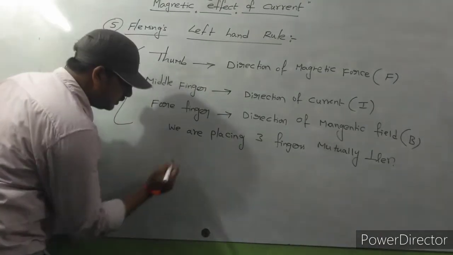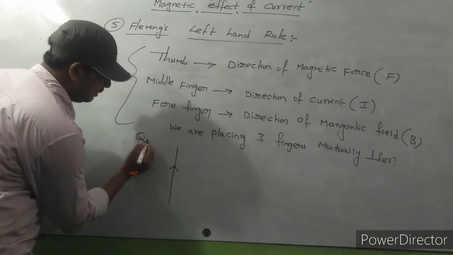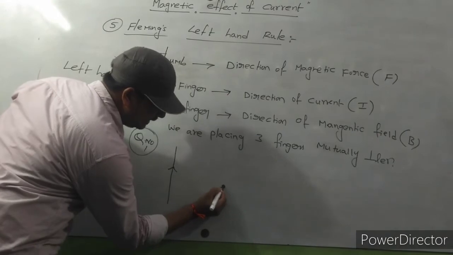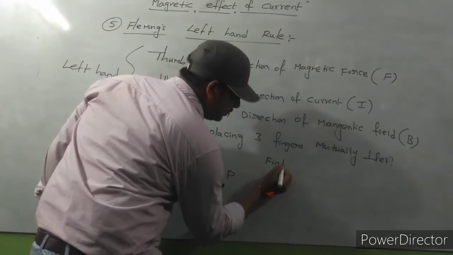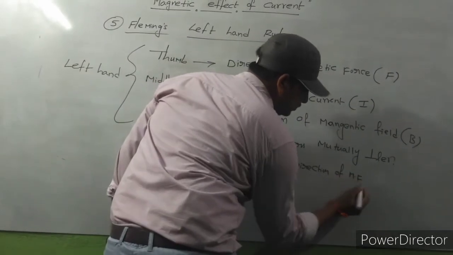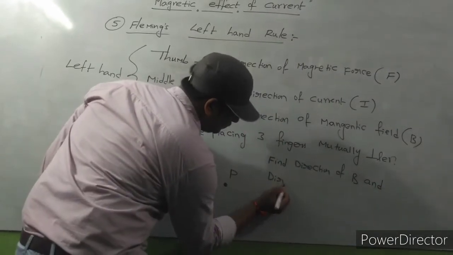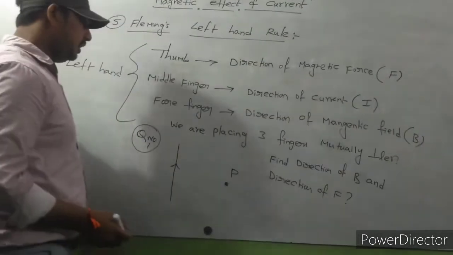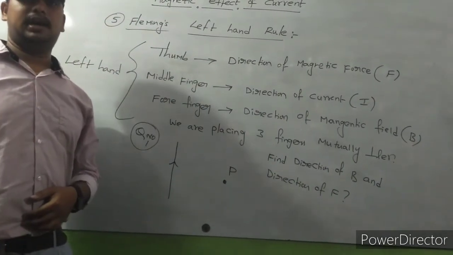For example, this is some wire, current is passing through this wire. This is question number 1, I consider. Here is some point P. How is the question asking? Find direction of magnetic field, direction of B and direction of F. So this is the question. How to find? By using Fleming's left hand rule.